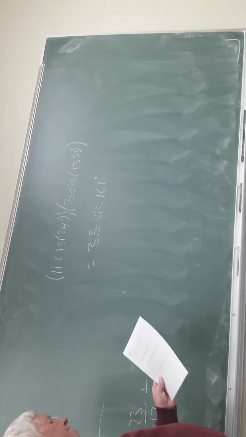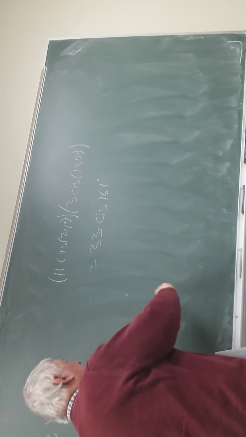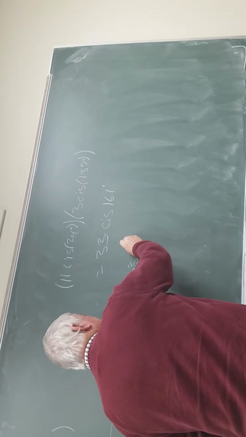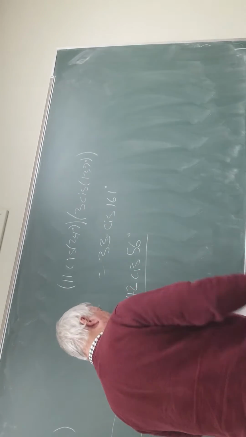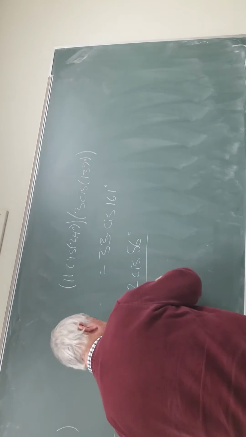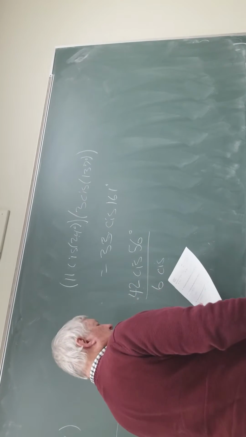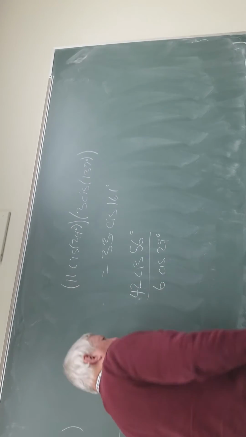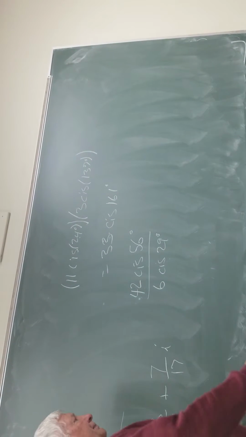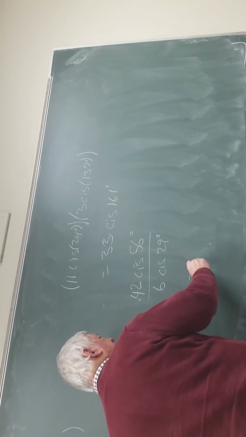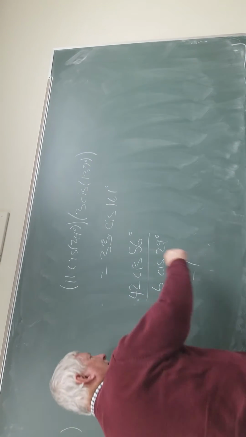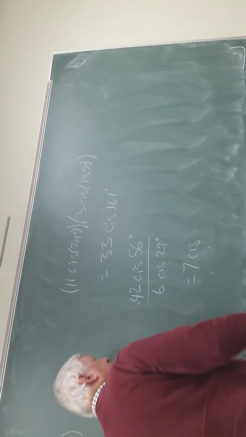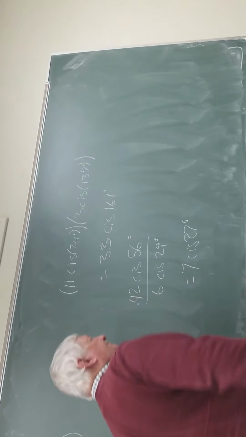Number B, 22 cis 56 degrees divided by 6 cis 29 degrees. Is that right? 29 degrees. And in doing division, you divide the coefficients and subtract the angles. Let's see, 30, 26, 27, 27 degrees.